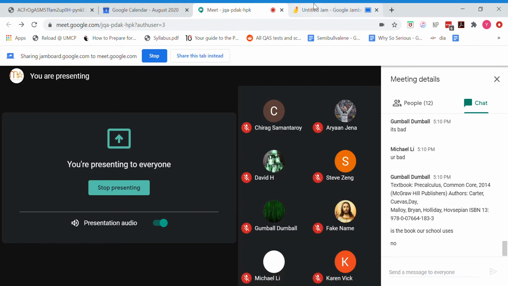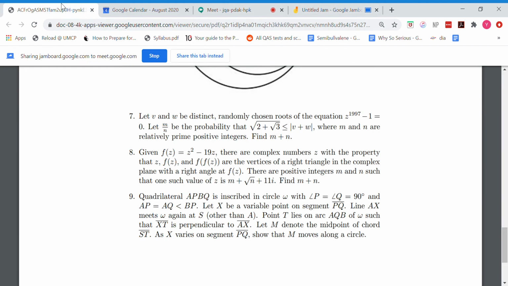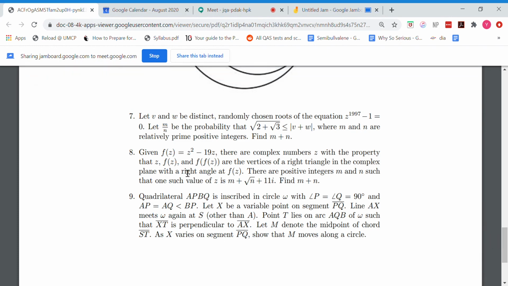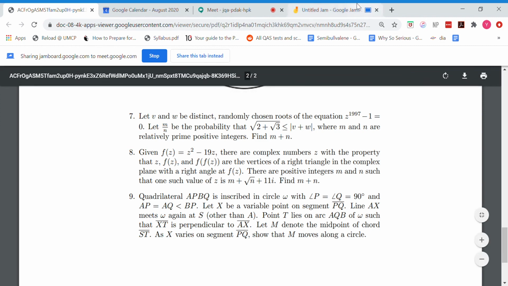Okay, alright, let's quickly do the last two problems then. So given f of z equals z squared minus 19z, there are complex numbers with the property that z, f of z, and f of f of z are the vertices of a right triangle in the complex plane with a right angle at f of z. There are positive integers m and n such that one such value of z is m plus root n plus 11i. Find m plus n.